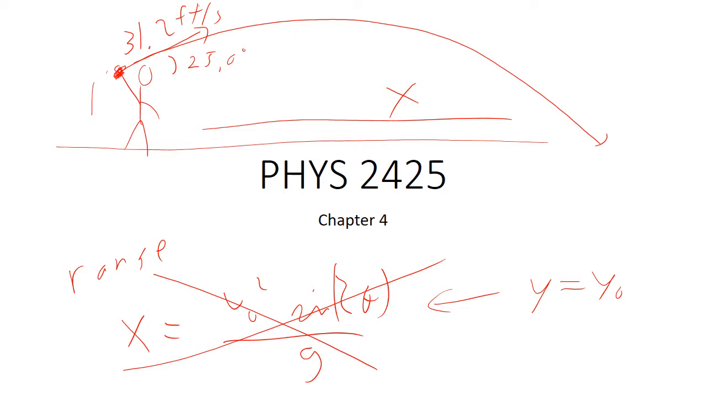Well, in this case, the ball is not leaving at the height of the ground. So we're going to assume that the initial height is 3.5 feet. So that means the initial height is not equal to the final. So in this case, the range equation does not hold. The range equation will never hold if the final height is not equal to the initial height. It only works for that special case. So we've got to do this a long way.